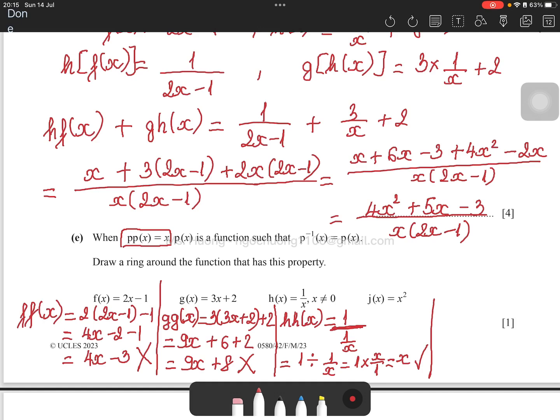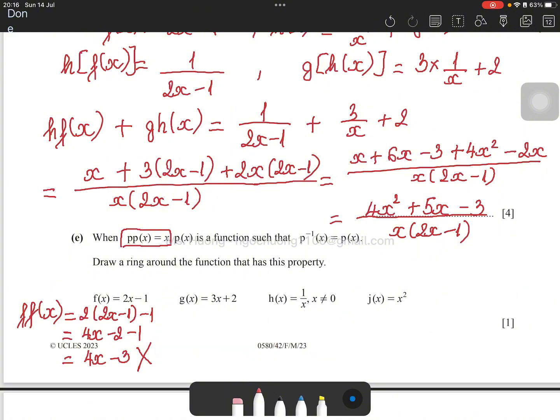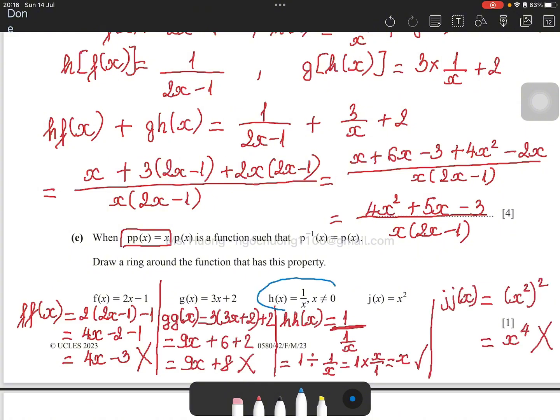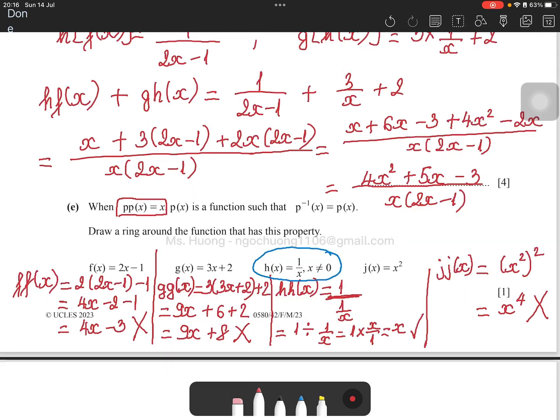But I still want to check j of j of x. So we'll find j of j of x. Instead of writing x, we'll write x squared, all squared again. And this is equal to x to the power of 4, not x. So the only answer is h of x equals 1 over x, where x is not equal to 0.